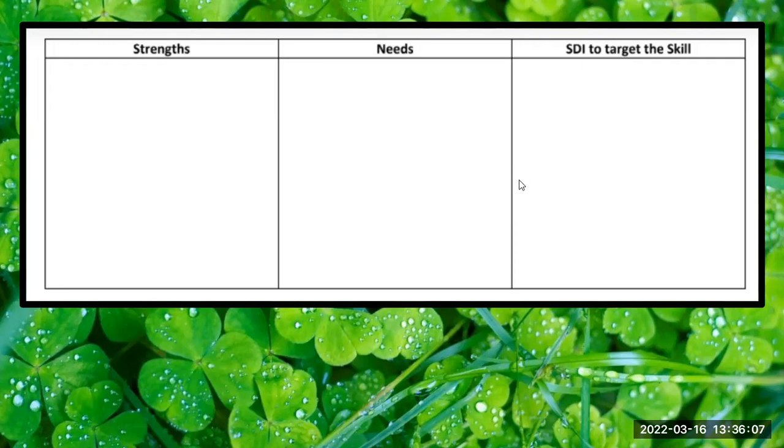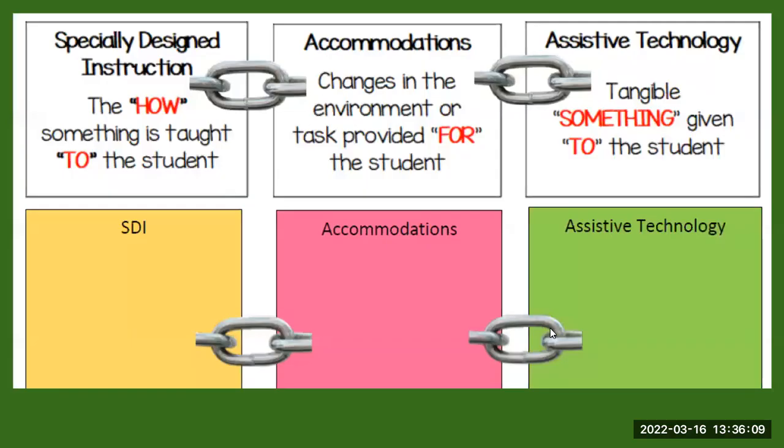Once they've done that, then we kind of have a way to put it all together. So we go back to our visual to list the SDI, then think about what might we need to do in the environment for Damien to support his acquisition of that goal and capture that. And then, is there anything in assistive technology, low tech or high tech, that would provide him greater access to the curriculum and help him achieve that goal? And we want to capture that.